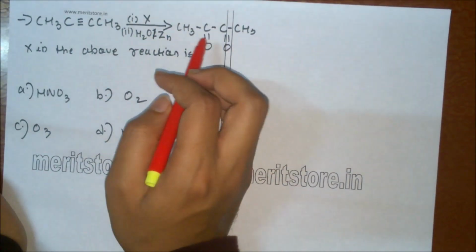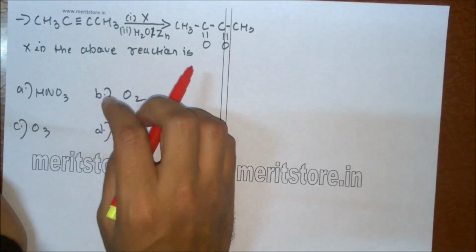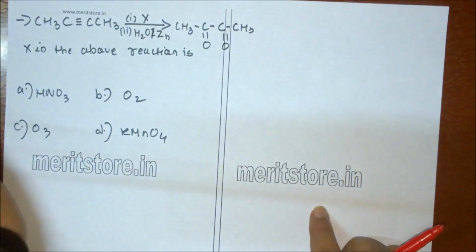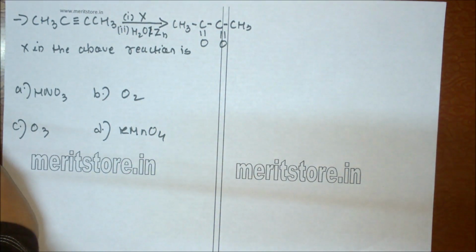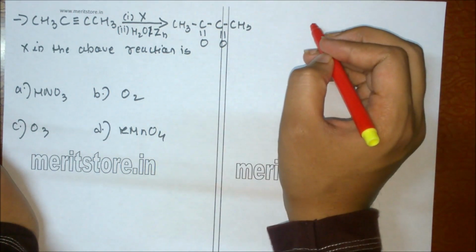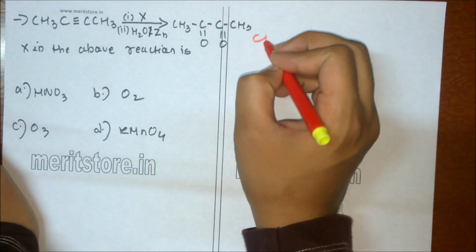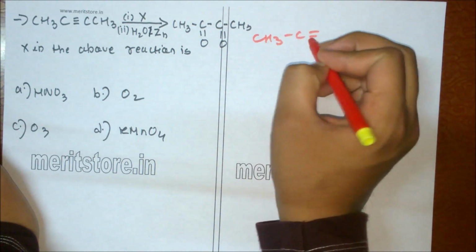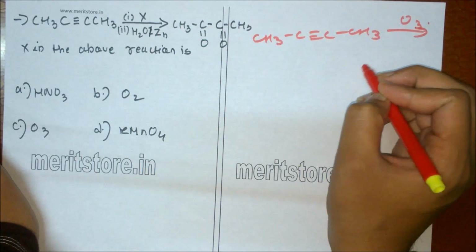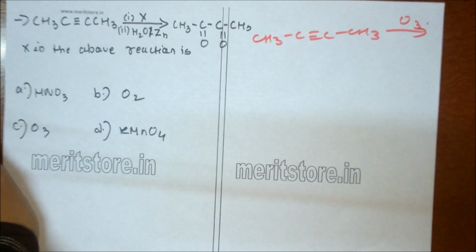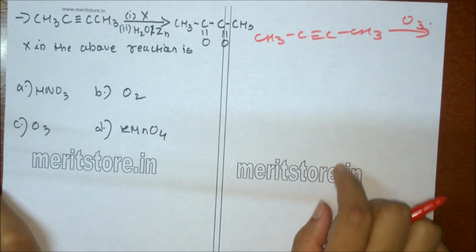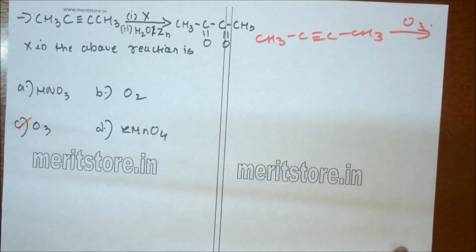The reagent X in the above reaction is, this is but-2-yne. So in the following reaction, ketone is formed, so it is an oxidation reaction. So ozonolysis will occur. So the structure will be CH3, C triple bond C, CH3, in presence of ozone will give this product. So the reaction is ozonolysis in presence of O3. So X is O3, option C.